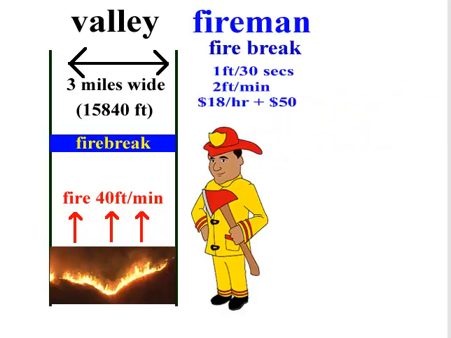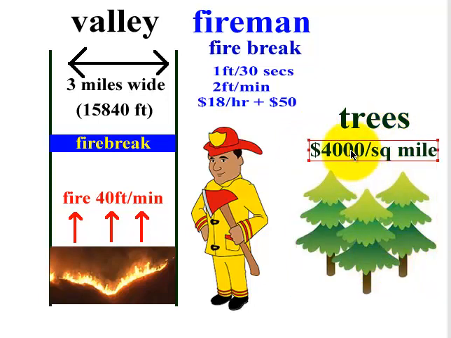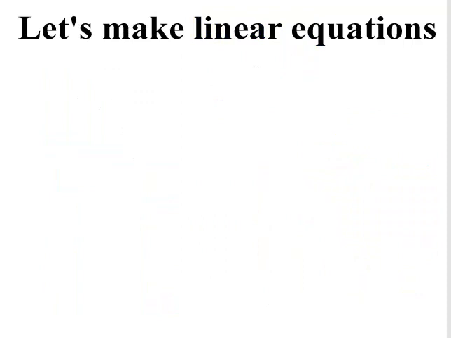So what else do we know? We know that one fireman can cut 1 foot in 30 seconds, which is the same as 2 feet in a minute. I think we're just going to use the 2 feet per minute one. And then the amount of money is $18 per hour plus $50 transportation fee for each one. And trees cost 4,000 per square mile. Okay, let's milk as many linear equations as we can out of this data.